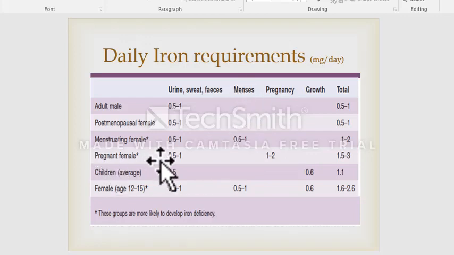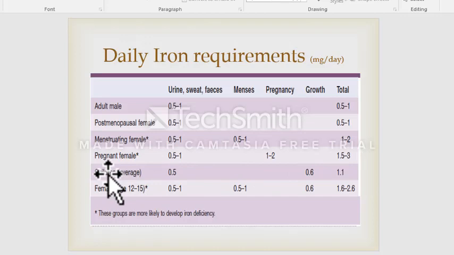A pregnant female loses 0.5 to 1 milligram. In addition, 1 to 2 milligram iron is also lost because the baby also needs iron, which is transmitted to the baby. So the total daily lost iron in a pregnant female is 1.5 to 3 milligram per day.